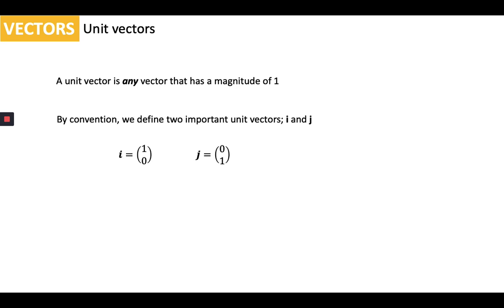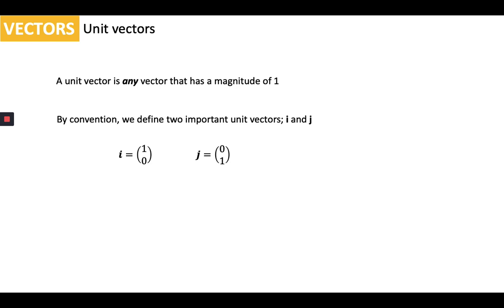And by convention, we define two important unit vectors. There are more, and we'll see that in a later video, but we're going to focus on two important unit vectors. We refer to them as the i and the j vectors. And I've written them in column vector form there for you, (1, 0) and (0, 1). And clearly they have a magnitude of 1.